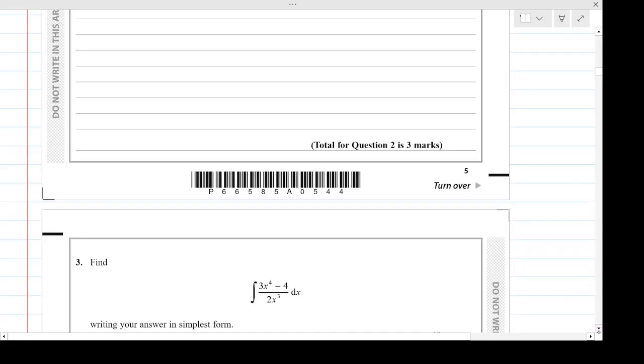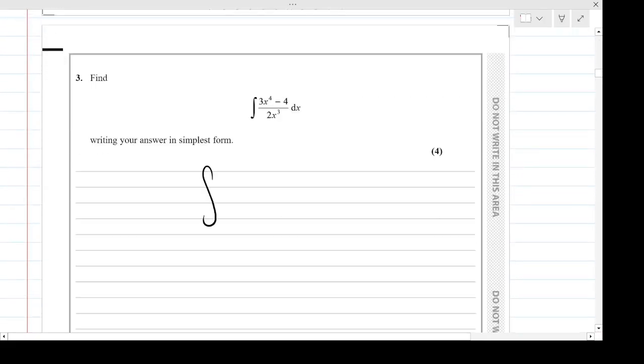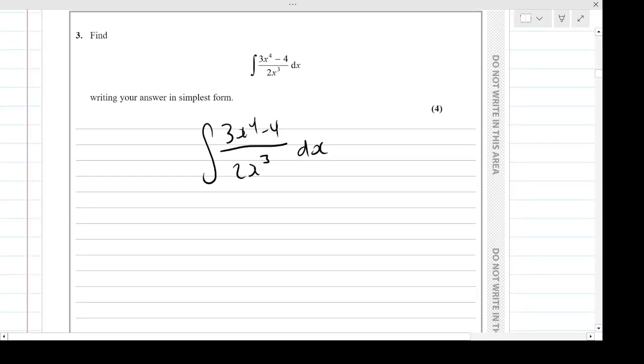Okay, question 3. We need to find the integral of 3x to the 4 minus 4 all over 2x cubed dx in simplest form. So this is a standard integration question. So obviously first we can't just integrate it as it is. We're going to need to use power laws to simplify things. But first, with fractions, it's best to split up the fraction.